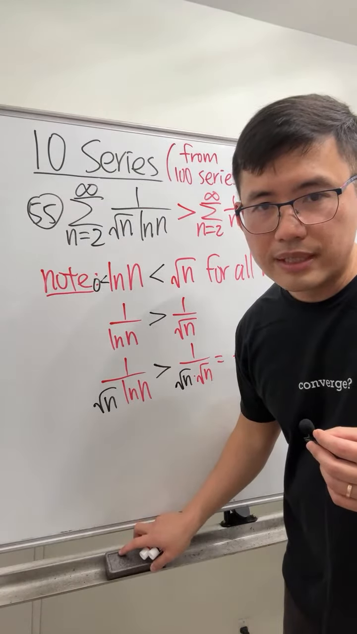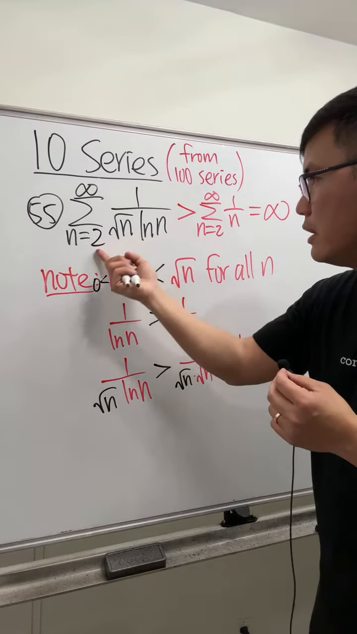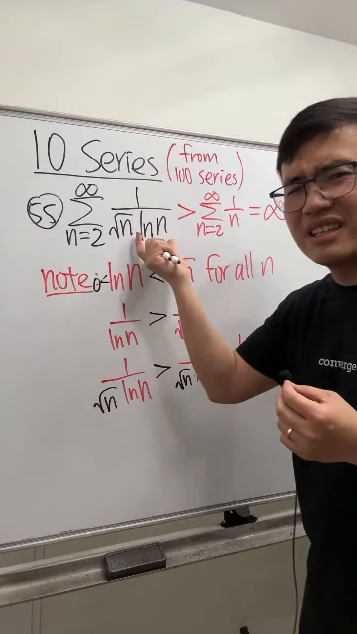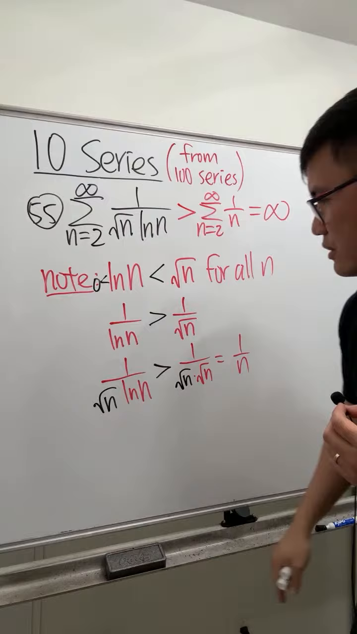You still have to show that they are all positive. They are all positive because ln n is positive as n goes from 2 to infinity. This is like ln 2 is 0.69. That's everybody is positive. So yeah.